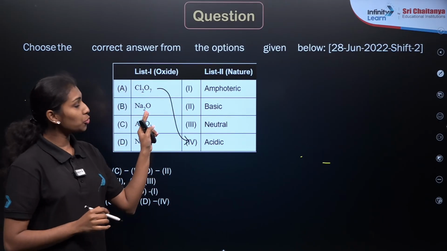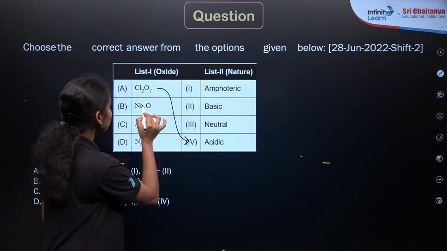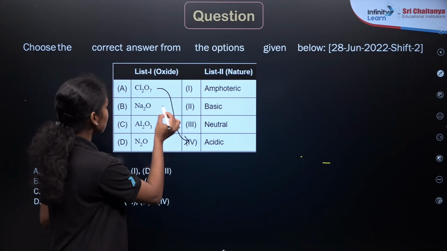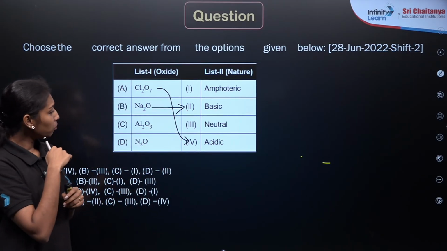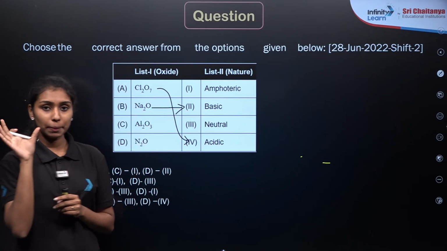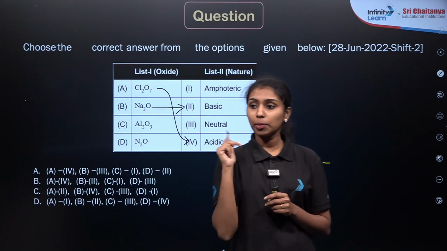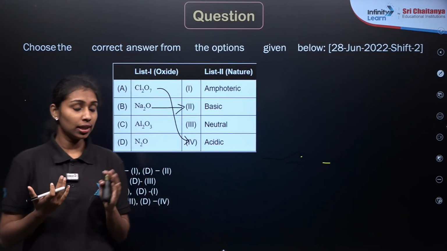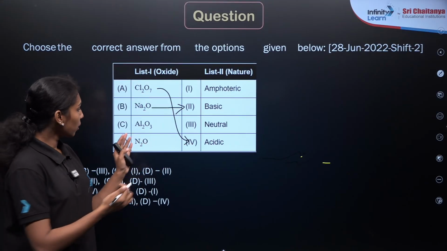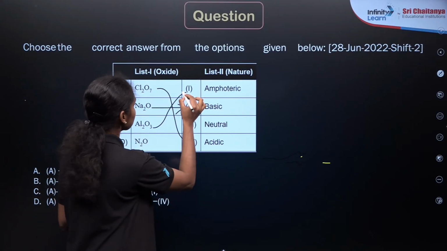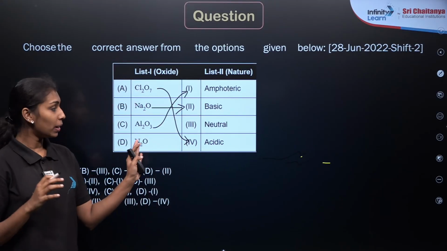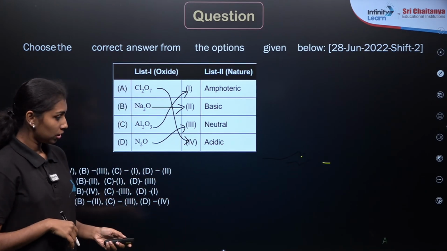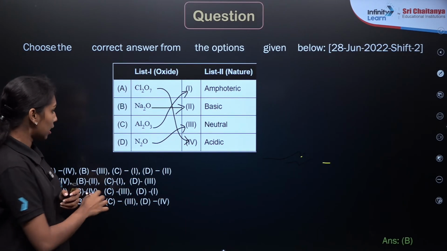Then what about the case of Na2O? Sodium is a metal here, so it will form a basic oxide. So we will go with 2 here. What about the case of Al2O3? In the center of the periodic table, elements generally form amphoteric oxides, right? They have the characteristic of both acid and base, right? So Al2O3 forms an amphoteric oxide. Then N2O is the common example for the neutral oxide here. So D will go with 3, which means option B will be the correct answer here.